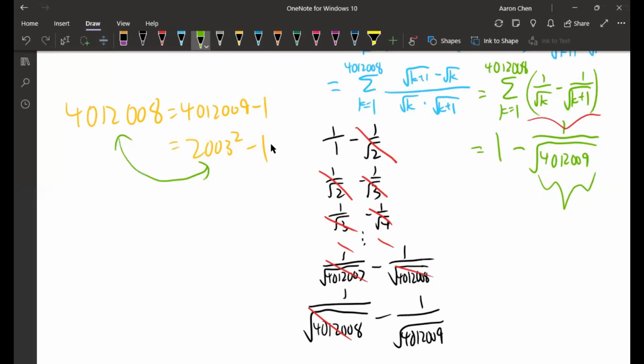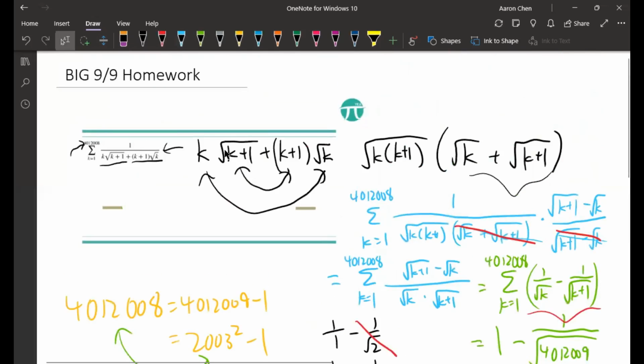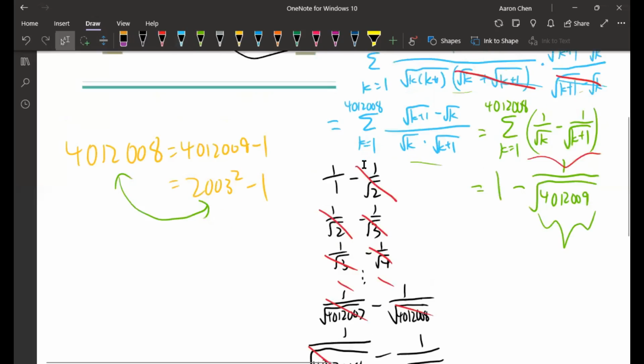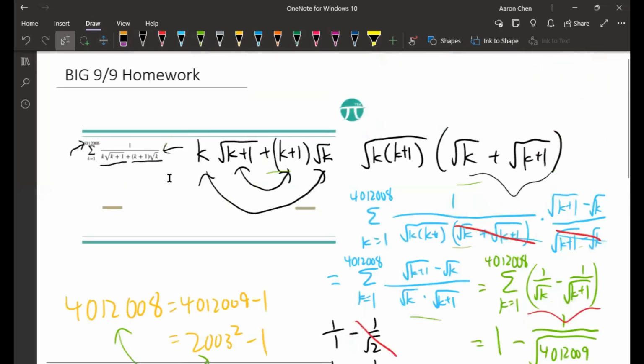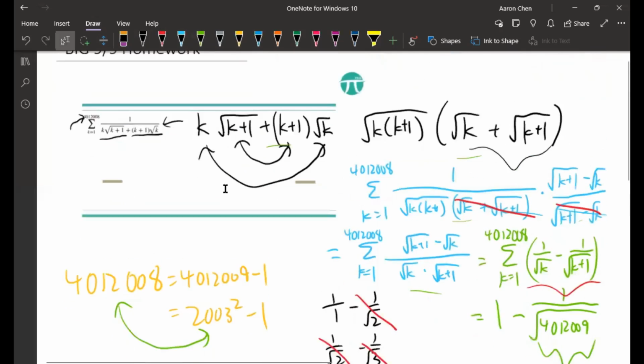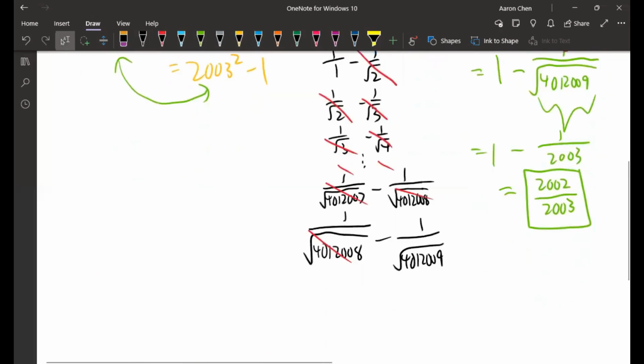But had you not, which is probably very likely, you would have just had to solve it like this, step by step. And of course, the final answer is 1 minus 1 over 2003, which is 2002 over 2003. And so that is the answer to this question. So, yep. And so I guess thank you for listening, and thank you.